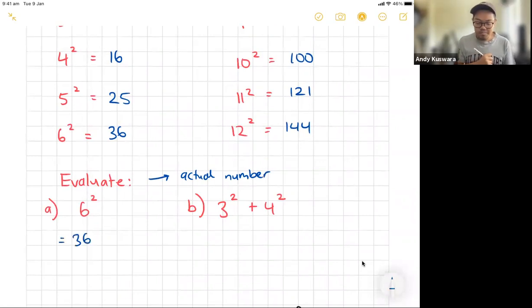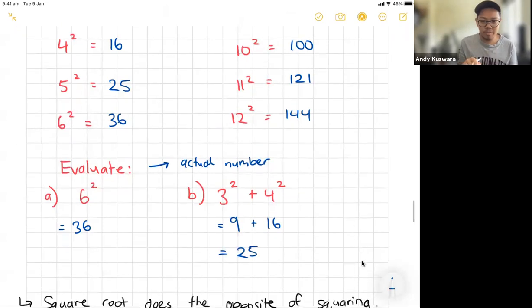It's just 36. But sometimes they'll also ask us to do some kind of addition and they'll add some other things to go with it. So let's do this one: 3 squared plus 4 squared. Well, I know that 3 squared is 3 times 3, which is 9. And I know that 4 squared is 16. So I'm going to go 9 plus 16, add them together, and then the actual number answer is 25. I've evaluated that. Hopefully that makes sense. If you need to go back and rewatch those, please do, and hopefully they make sense.